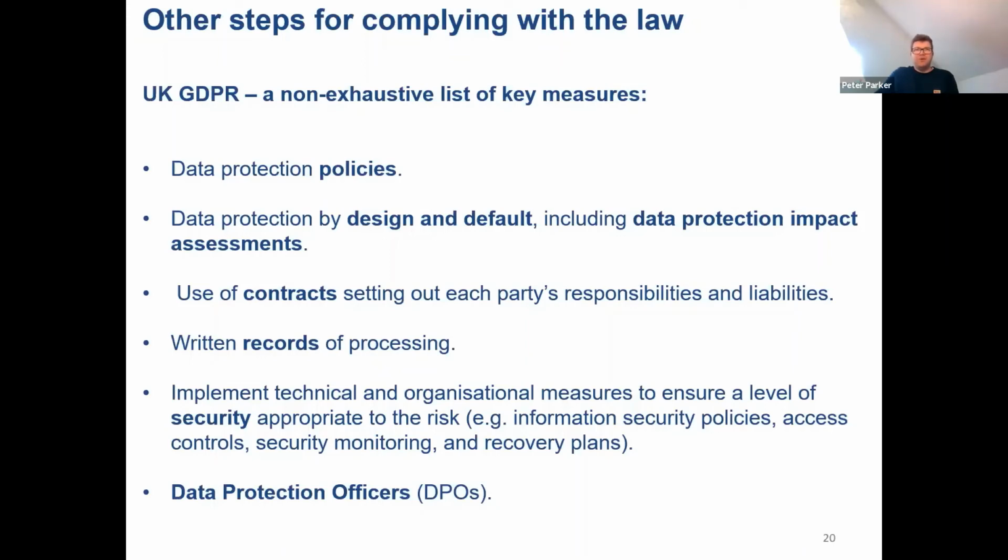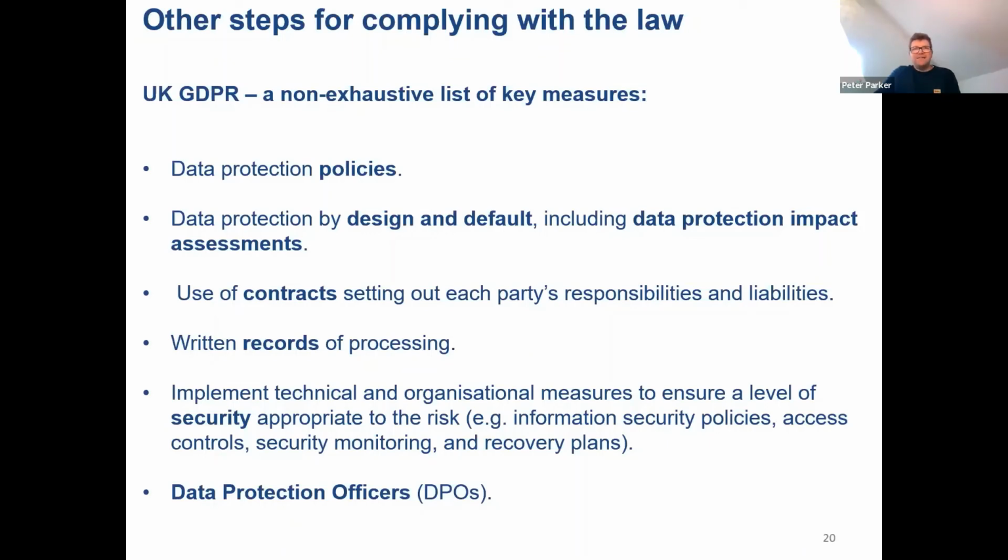Fifthly, security measures. The UK GDPR requires organisations to implement technical and organisational measures to ensure a level of security appropriate to the risk. You need to implement security measures if you are handling any type of personal data, but what you put in place depends on your particular circumstances. So you need to ensure the confidentiality, integrity, and availability of the systems and services you use to process personal data. Amongst other things, this may include information security policies, access controls, security monitoring, and recovery plans.